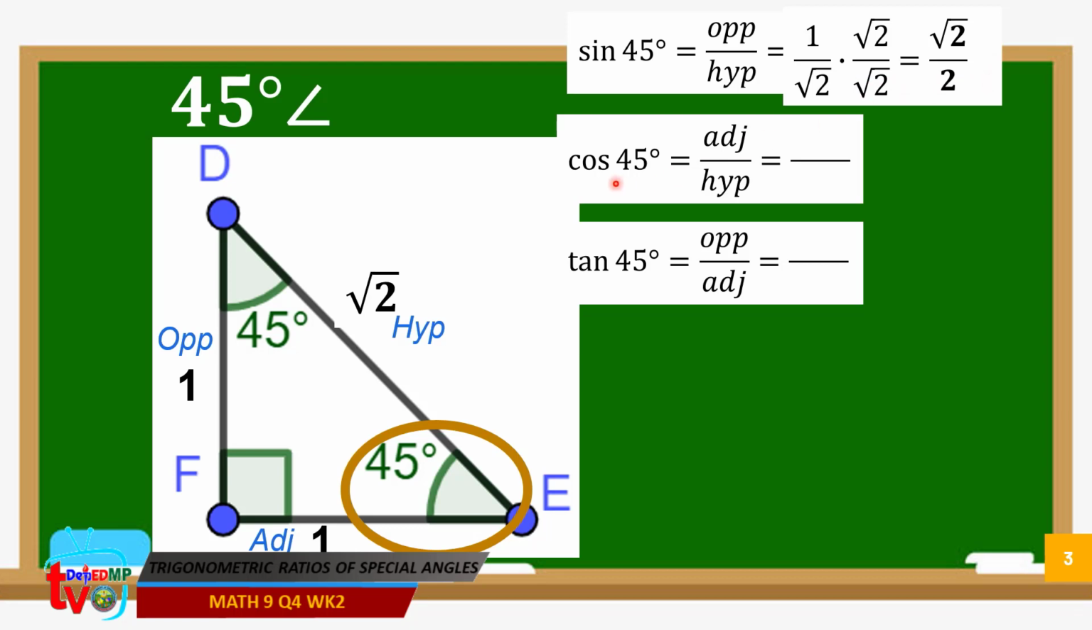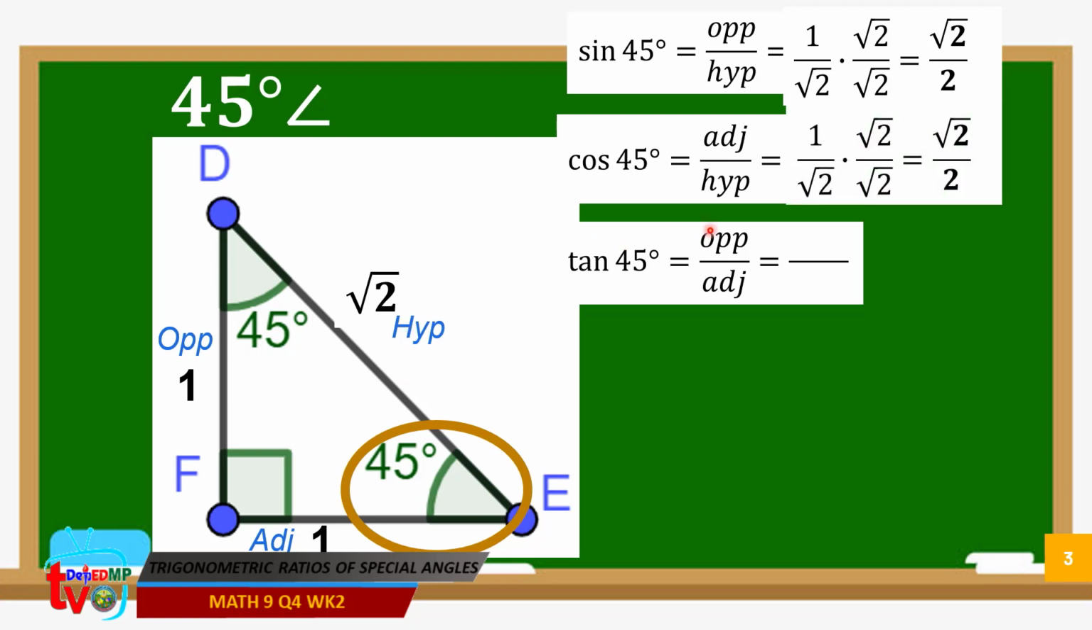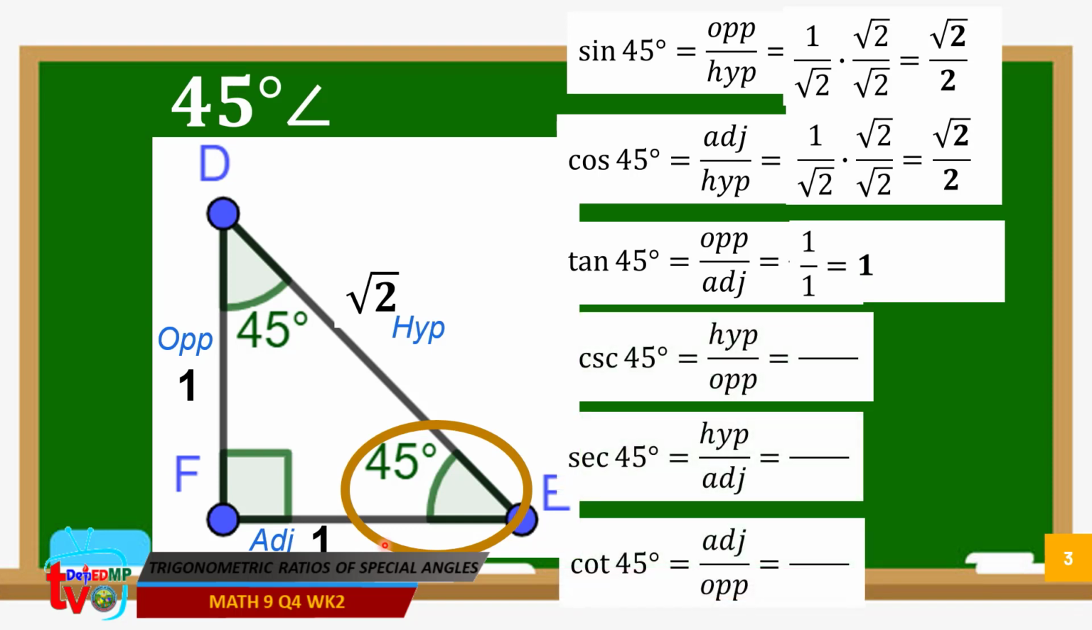And cosine 45 degrees is adjacent over hypotenuse. That is 1 over square root of 2, rationalized as square root of 2 over 2. And lastly, tangent 45 degrees is opposite over adjacent. That's 1 over 1, which is simply 1. Now, let us find out the cosecant, secant, and cotangent ratios. So, hypotenuse over opposite is square root of 2 over 1. So, we have square root of 2 over 1 is simply square root of 2.